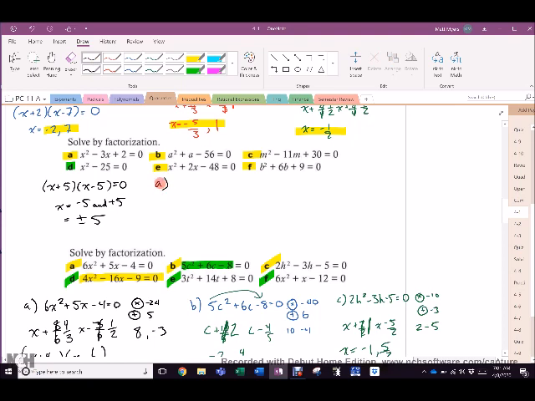So A is x equals 1 and 2. B is x equals 7 and negative 8. C is m equals 5 and 6. E is x equals 8, sorry, x equals 6 and negative 8, and F, B equals negative 3.